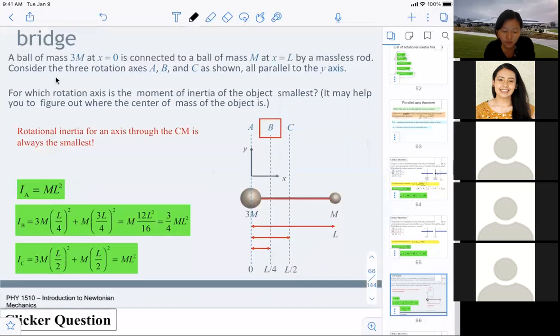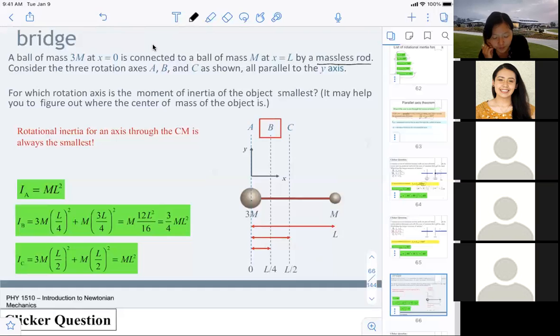Okay, one more question. This one you have done yourself. You're comparing two masses, 3m and 1m. They're connected by a rod. Again, the rod is massless, so you don't have to worry about the rotational inertia of the rod, just the two balls. Let's say we choose different axes. We choose to rotate it relative to A, relative to B, or relative to C. Now, how do you compare? Which one is biggest, and which one is the smallest?